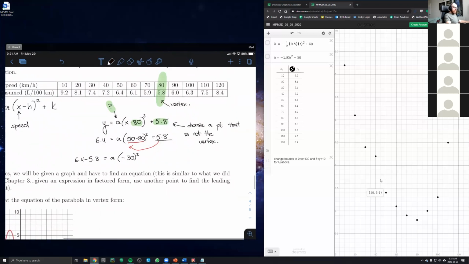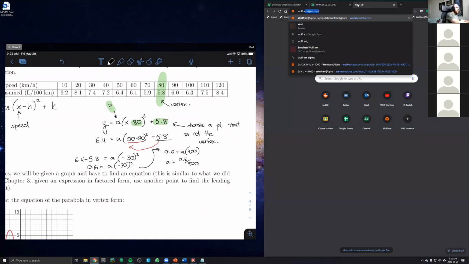So 6.4 minus 5.8, let's do that quickly. Oh, that's 0.6. I don't know why I'm not trusting my mental math today. I should just trust it. So 0.6 equals a times negative 30 squared, so that's 30 times 30. That is 900. So a is equal to 0.6 over 900. So a really, really small a value.